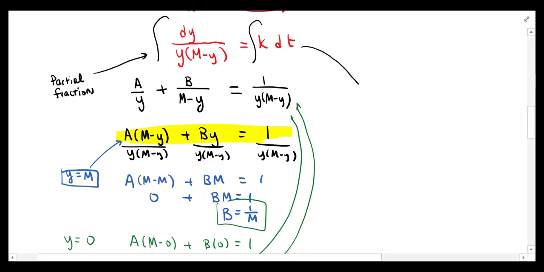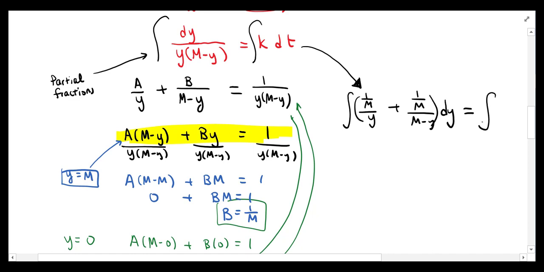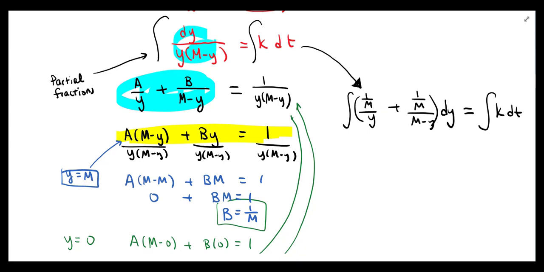Sorry, not differential equation. My integral as the integral of 1 over m over y plus 1 over m over m minus y. This whole thing is dy, and then the antiderivative of k dt. Okay, so once again, all I've done is I've replaced that with this.